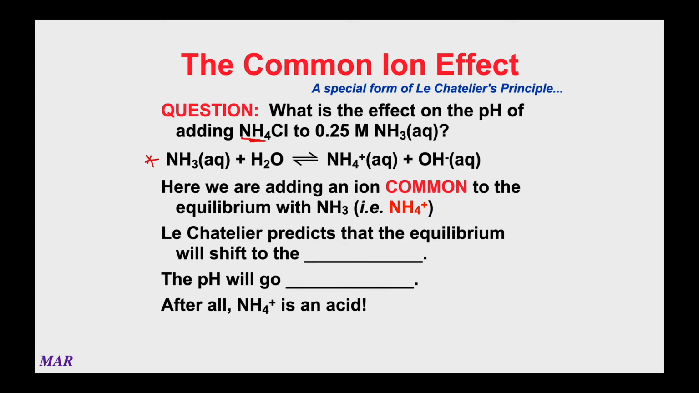The common ion is just basically saying, all right, we're adding an ion common to an equilibrium, and what will be the effect of adding that ion? And in this case, because we're adding ammonium, it shifts to the left, hydroxide goes down, pH goes down as well. Kind of crazy. So there's multiple ways to think about common ion effect, and you just find the way that works best for you.